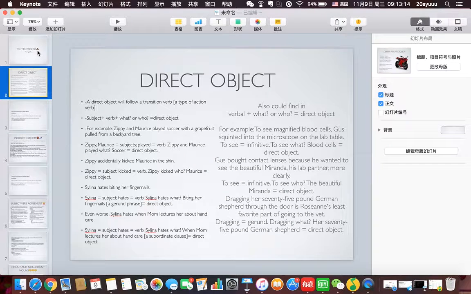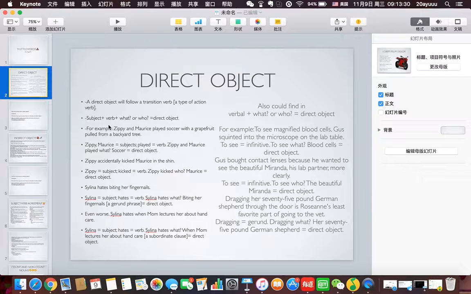We're going to talk about 9 different literary devices. The first one I'm going to talk about is the direct object. A direct object will follow a transitive verb, a type of action verb, and its formula is subject plus verb plus what or who equals direct object.